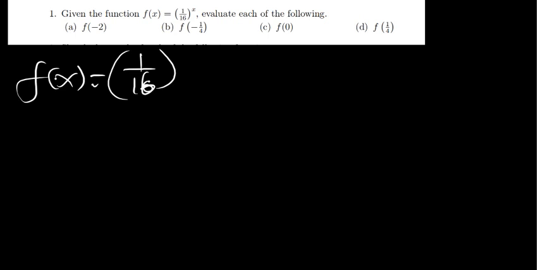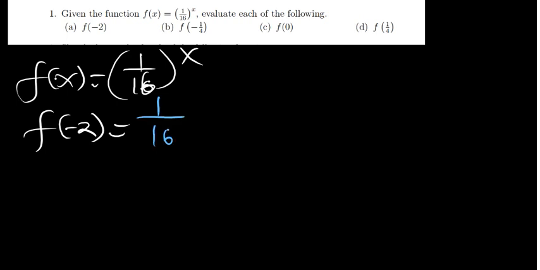So what it means here is that where there is x in the function f of x, we have to put negative 2, and then we need to find the value of that. So our function is f of x equal to 1 over 16 everything raised to the power x. So where there is x, we need to find f of negative 2. So this is going to be 1 over 16 raised to the power, now x is negative 2.